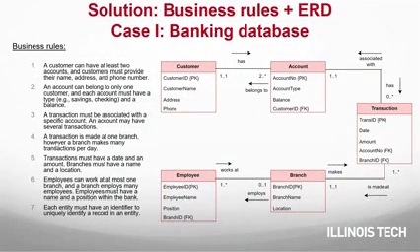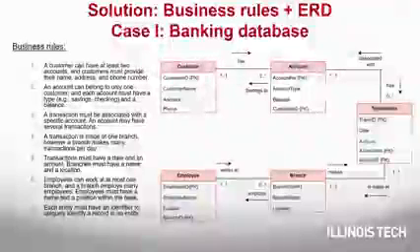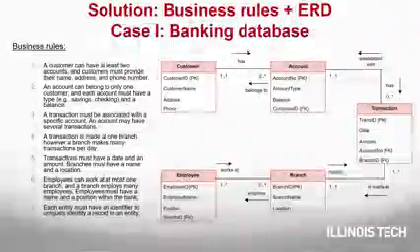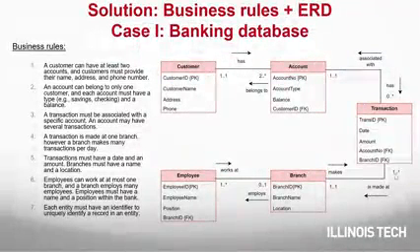For example, business rule 4: a transaction is made at a branch. We can see it right over here. One transaction is made at one branch. However, a branch makes many transactions. A branch makes many transactions. You may also be required to use an ERD to represent the relation schemas.